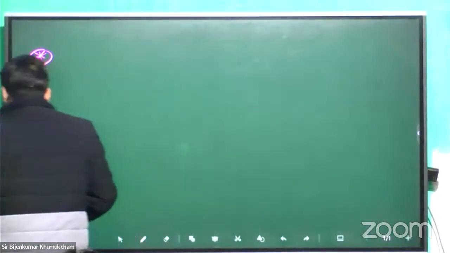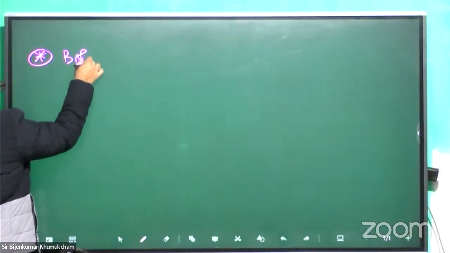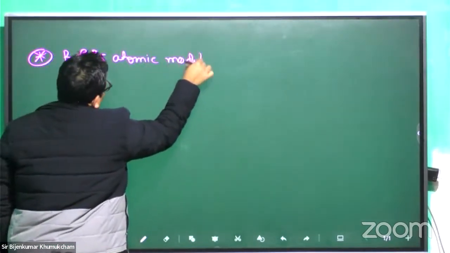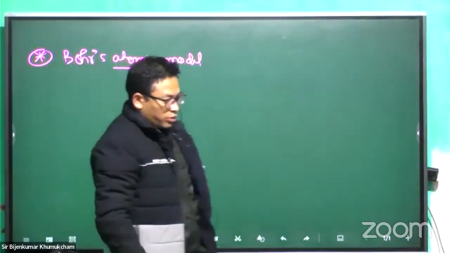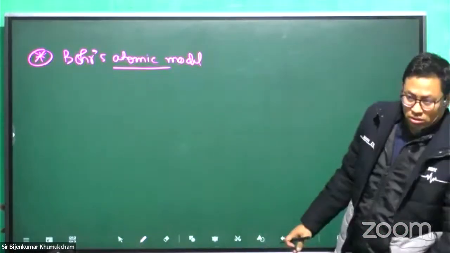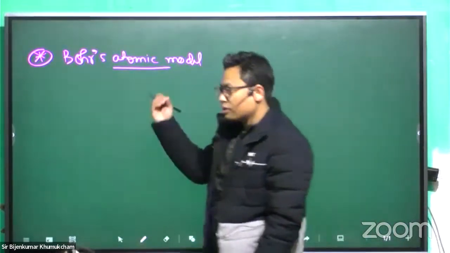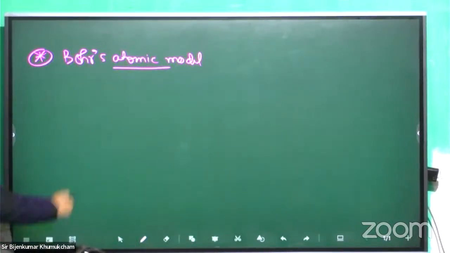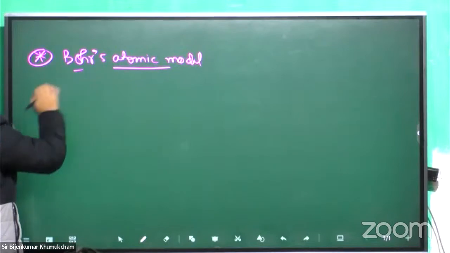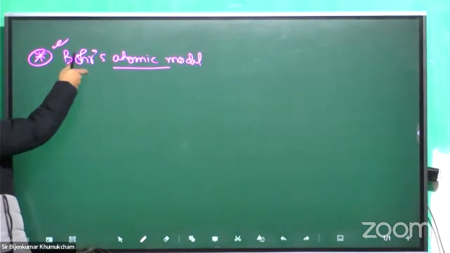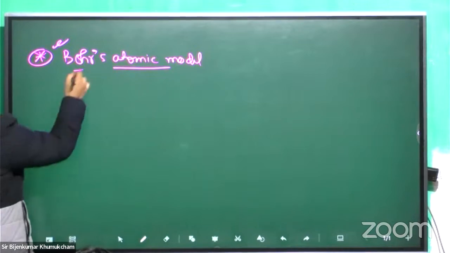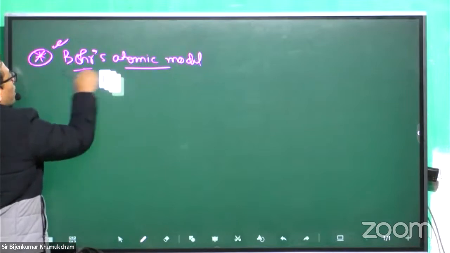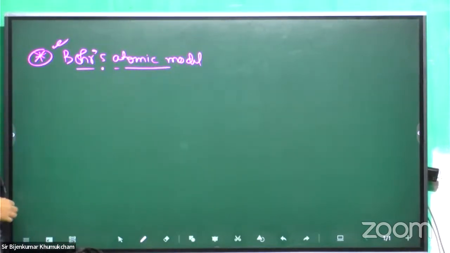For now, we will start Bohr's atomic model. The Rutherford and earlier models are all based on classical physics. Classical physics is that part of physics where we can apply Newton's law and energy conservation, such as mechanical energy conservation. So whatever model we are discussing here is based on classical physics.